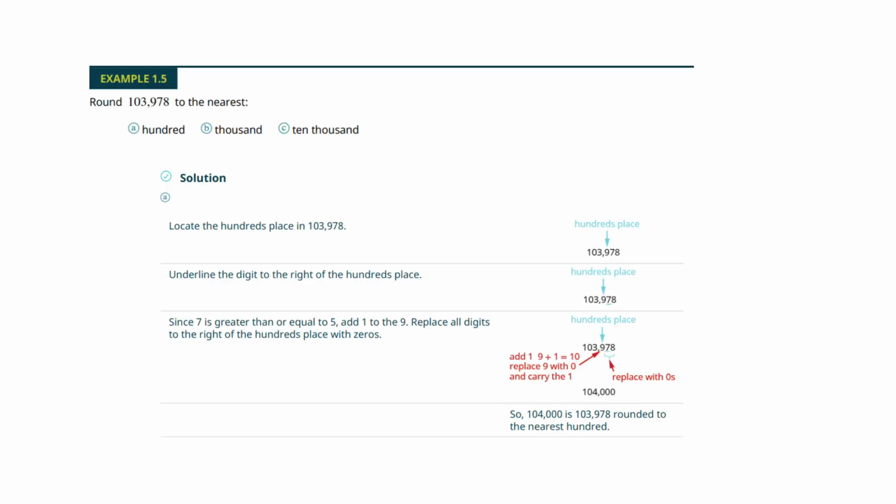Okay. So, more of the same here, but now they are going to vary up the place. So, I'm going to the 100 place. I'm going to look behind. It's a 7. So, I'm going up. Everything else becomes a 0.